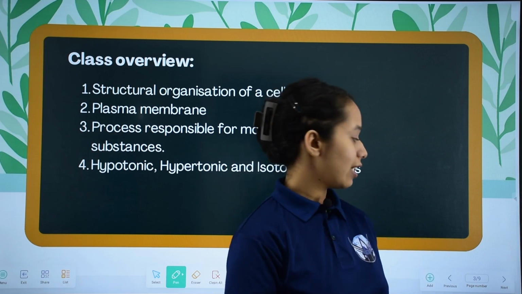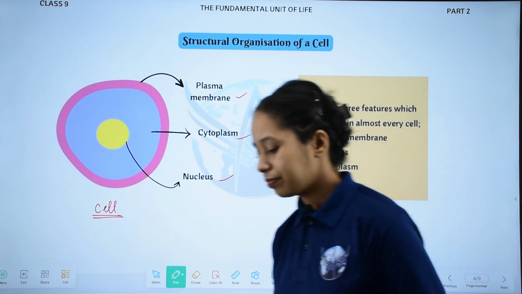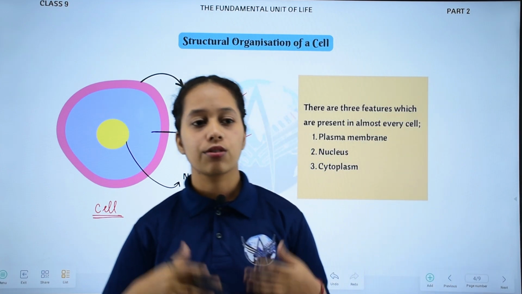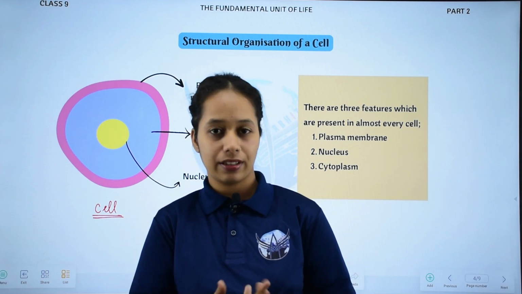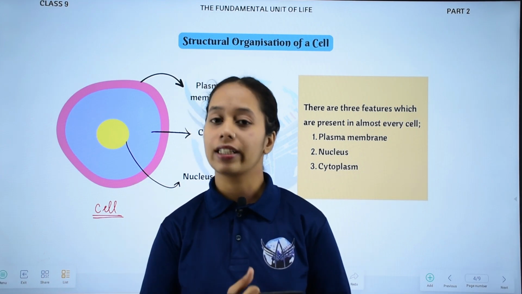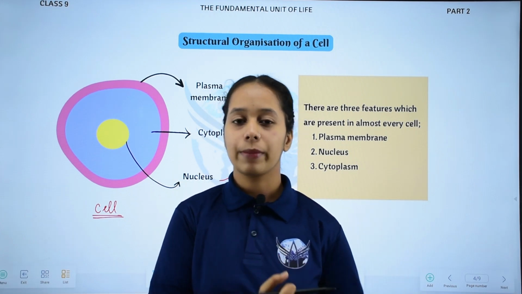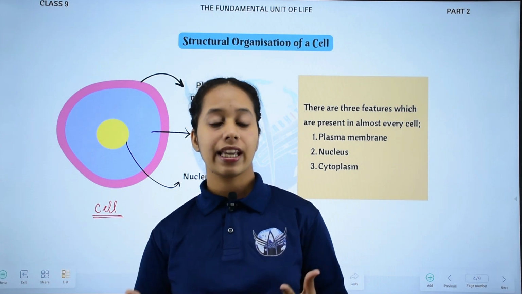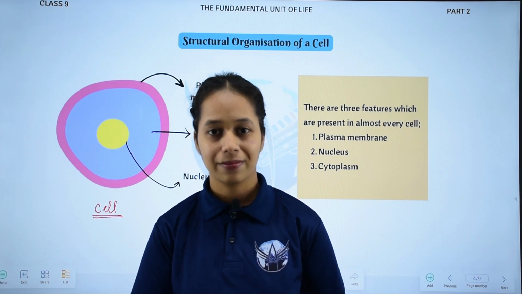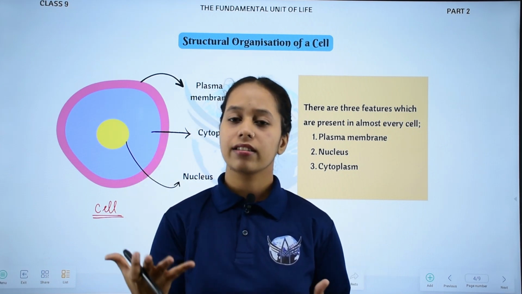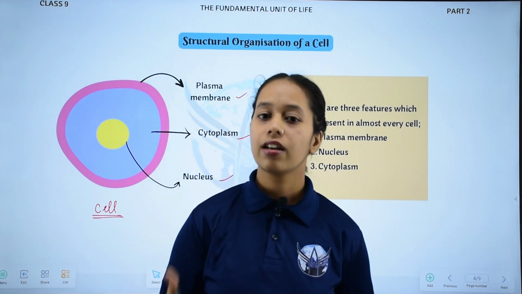Okay. So let us start with the structural organization of a cell. Now, what is the structural organization of a living organism? For example, human beings. What is our structural organization? Living beings or human beings are made of cells. So can we say that the structural organization of a human being is cells? Putting it in simpler terms, we can say that human beings are made of cells.